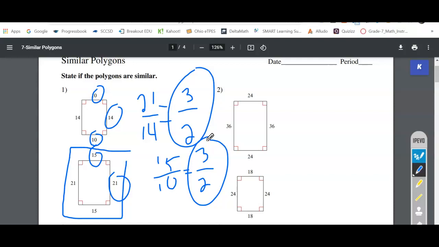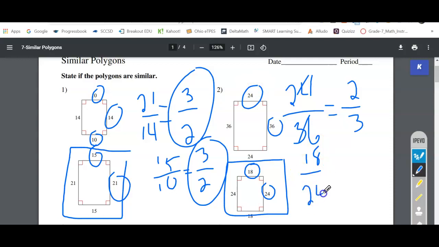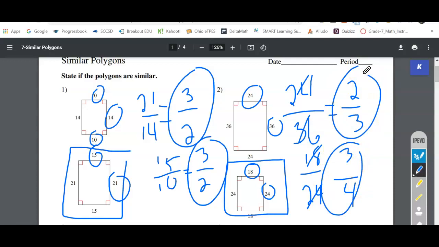All right, let's try the next one. We start with the second one, the copied image. 24 over 36. Simplify that down. 12 goes into both, so that would be 2/3. Now let's do the next one. 18 over 24. 6 goes into this 3 times, 6 goes into this 4 times. Since they're not the same ratio, we would say this is not similar.